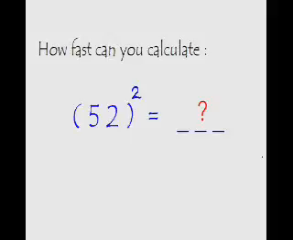So far we have covered the faster way of finding the squares of numbers from 1 to 30. In this class, we would be learning how to calculate the squares of any number between 30 to 70 at extremely fast speed. So my question to you is, how fast can you calculate the square of 52?